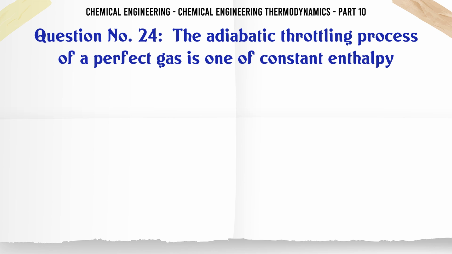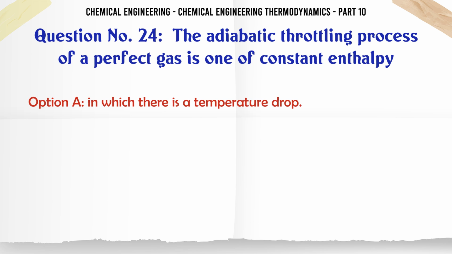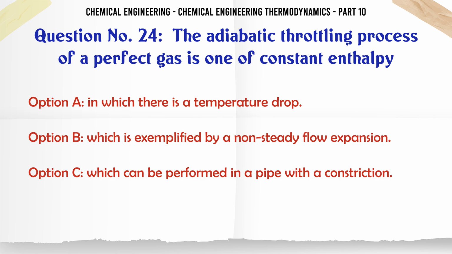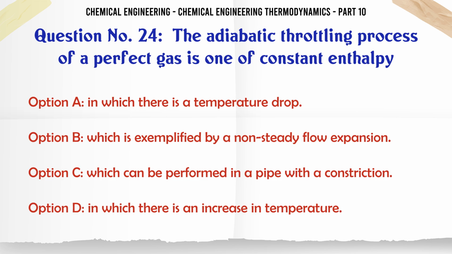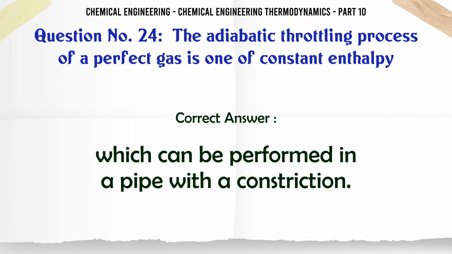The adiabatic throttling process of a perfect gas is one of constant enthalpy: A. In which there is a temperature drop. B. Which is exemplified by a non-steady flow expansion. C. Which can be performed in a pipe with a constriction. D. In which there is an increase in temperature. The correct answer is which can be performed in a pipe with a constriction.